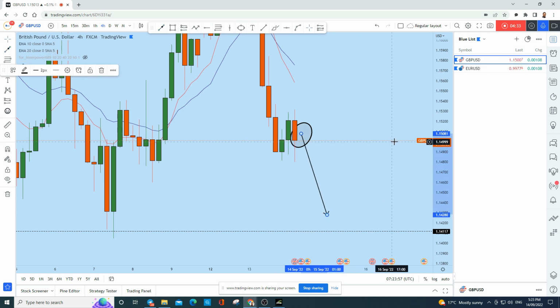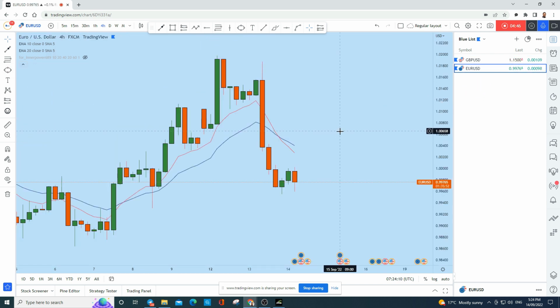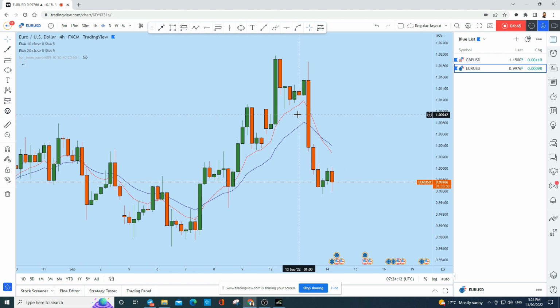With that said, we will be waiting for a potential shorting opportunity from this zone with our students with a high probability trade setup on GBP USD. Now let's look at euro dollar. Now euro dollar, the same kind of price action.